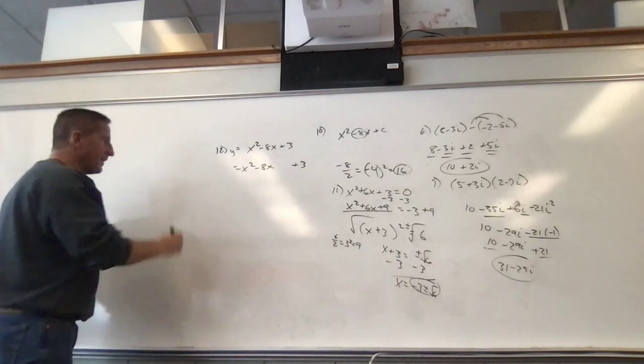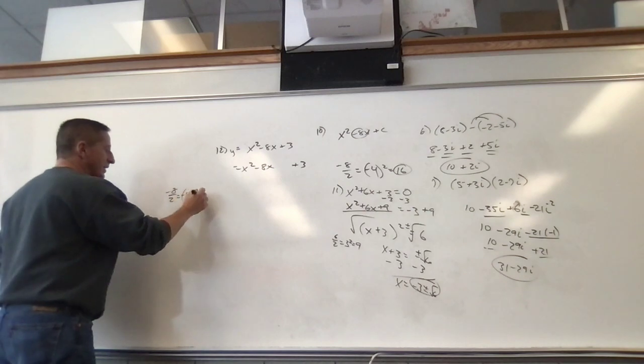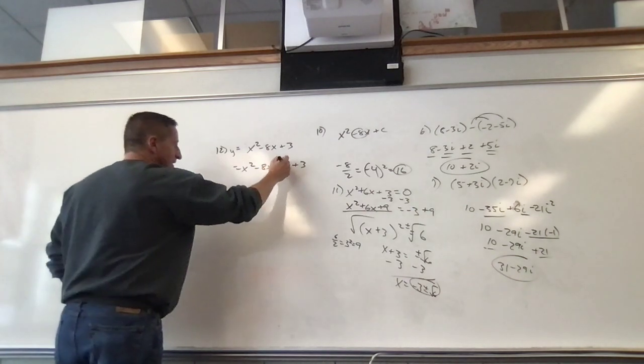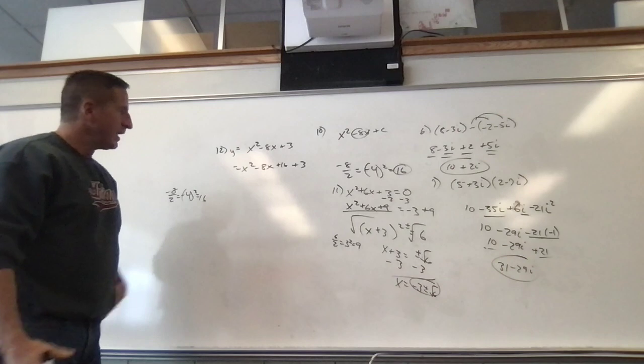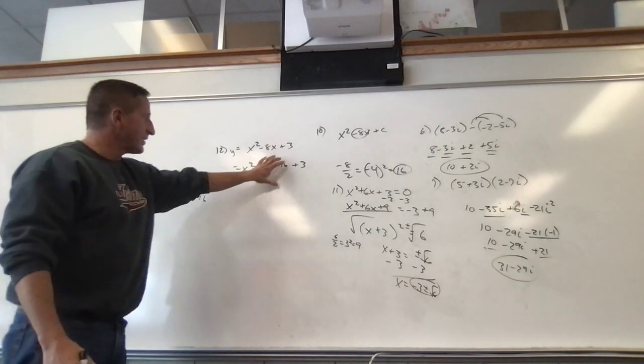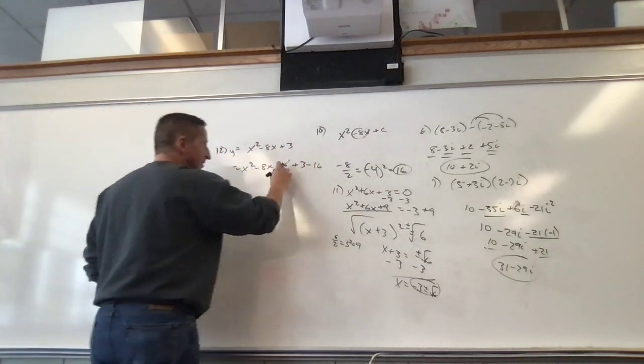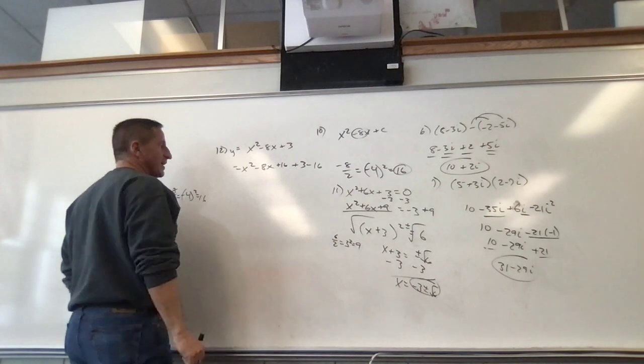Take this number, negative 8, divide by 2, you get negative 4, and square it, you get 16. We're going to add 16 here. You learned a long time ago, if I add 16 to the right, I have to add 16 to the left. What else you could do is you could add 16 to the right, you could also subtract 16 from the right. So I'm going to put a plus 16 and a minus 16 both on the right-hand side.